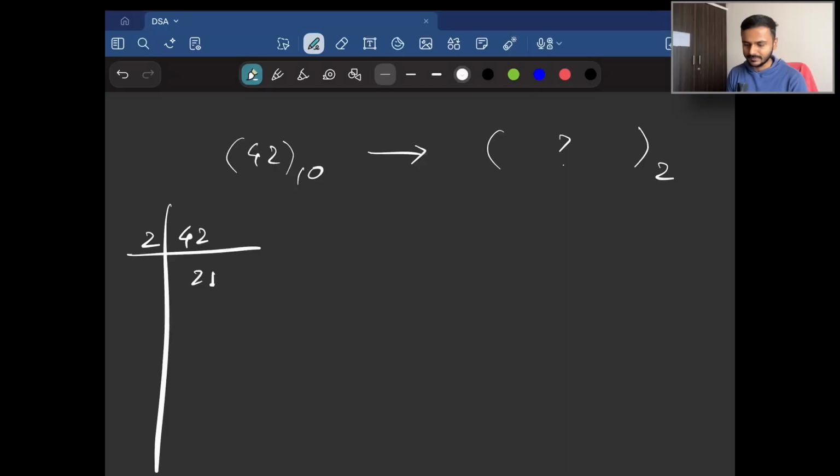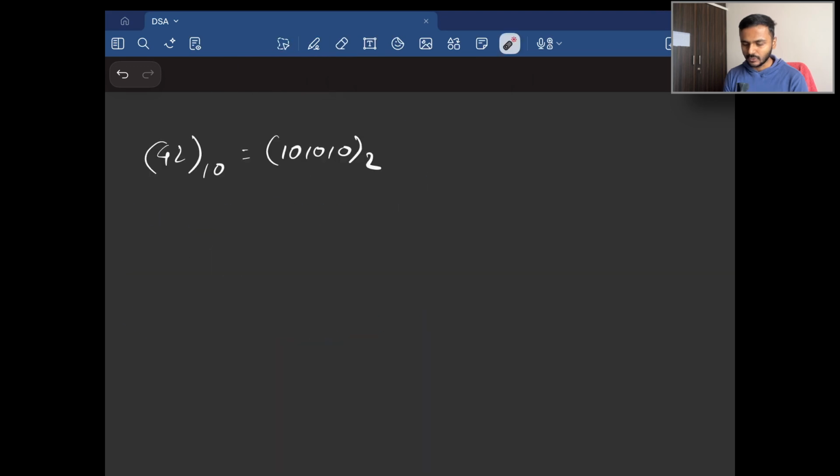And once we reach that point, as in once we stop dividing because the quotient is now 0, we will collect the remainders in the reverse order. So assuming that you are already familiar with this, let me quickly get that done. So if we have 42 in decimal, its binary equivalent will be 101010.